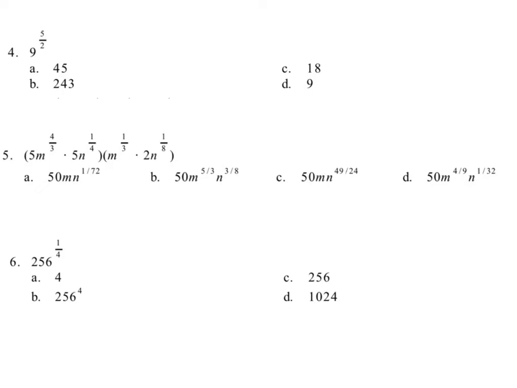Okay, these are not all exactly of the same type, but they're all together on the study page, so I'm going to do them together. Okay, this first one is we're going to be using powers and roots. You learned in lesson 7-5 that 9 to the 5 halves power is really saying 9 square rooted and then raised to the 5th power.